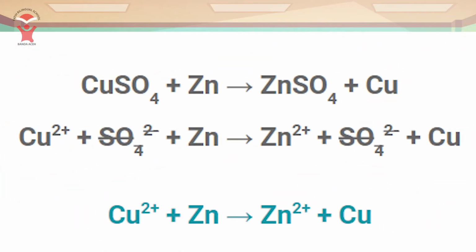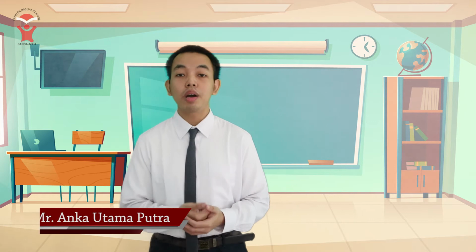between the sulfate ions. We can rewrite the reaction above by writing the respective ions together first, and then we know that the sulfate ion is present at both sides, so we can get rid of them altogether. And our final reaction will look like this.